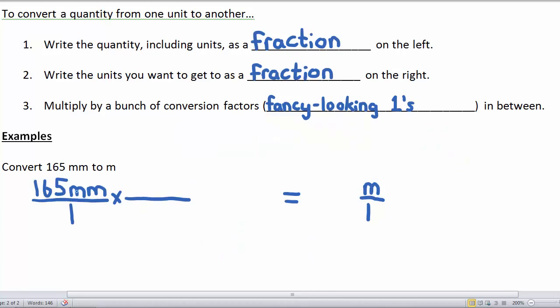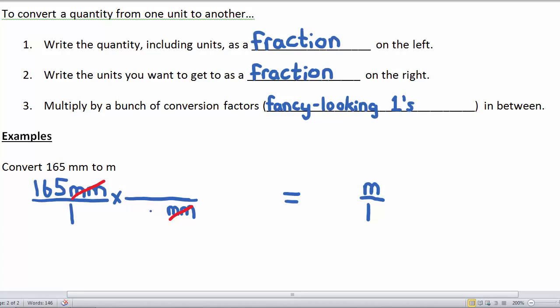But first, let me backtrack for a second. I've got millimeters on the top over here, but I don't want millimeters. I want just meters. So I need to get rid of these millimeters. Now, fortunately, when we're multiplying fractions by each other, we know that something on the top can be gotten rid of or canceled out if it also appears on the bottom. So if I put millimeters down here, then I'm going to be able to cancel those out. And remember, this only works when we're multiplying fractions. It does not work with addition or subtraction of fractions.